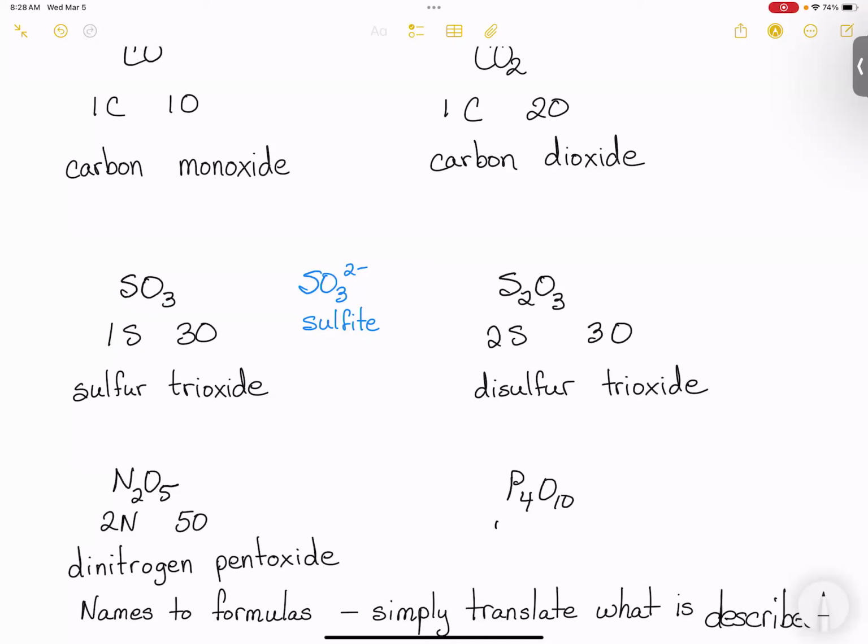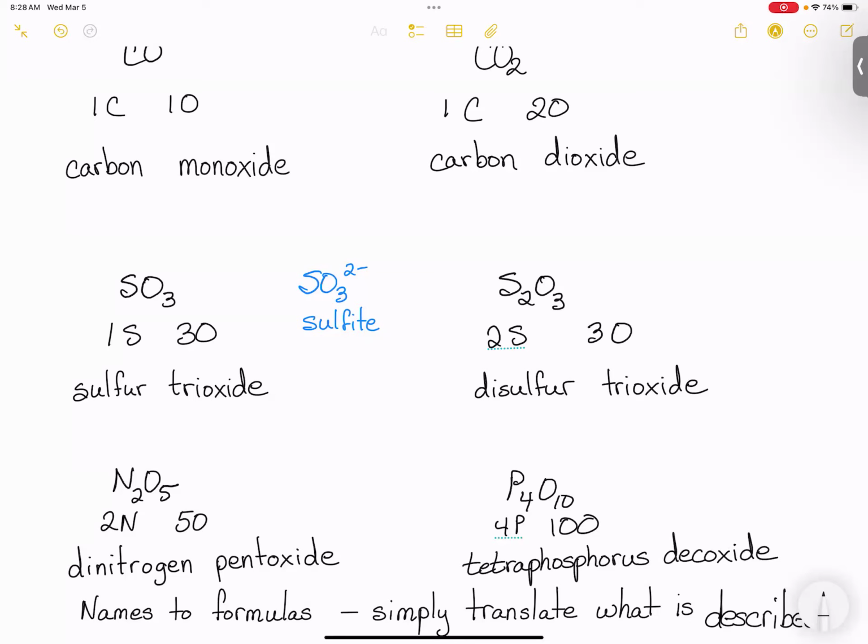In the last one, we have 4 phosphorus and 10 oxygens. The prefix for 4 is tetra, so that's tetraphosphorus. And the prefix for 10 is deca, so decaoxide or decoxide. So tetraphosphorus decoxide.